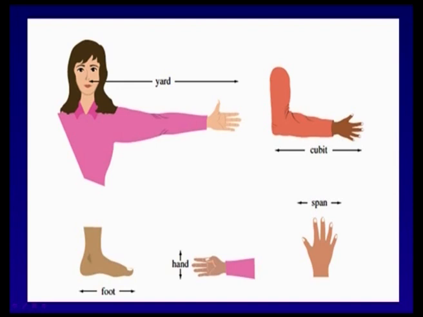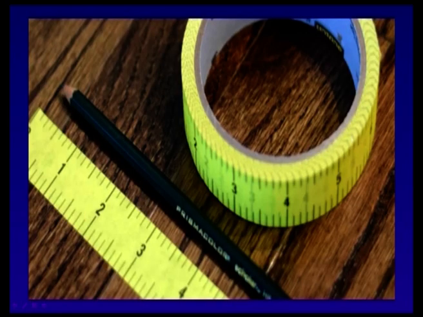Now, here you can see the different types of measurements we used to use in olden days to measure the length of an object, like yard, cubit, span, hand span, foot span. So, children, in this lesson, we will be studying about measurement. So, how do we measure?